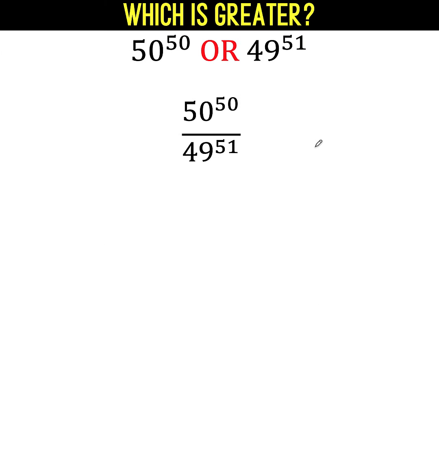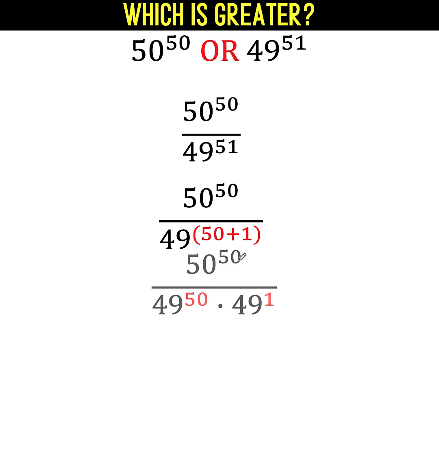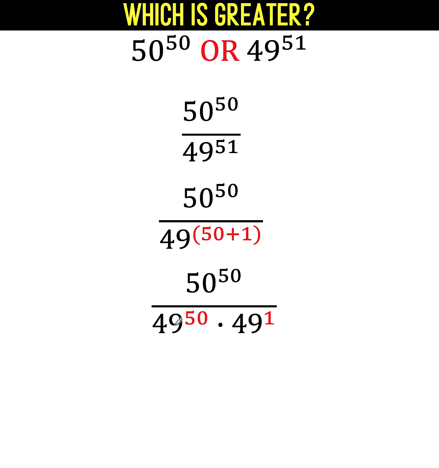Let's begin by noting that the exponent in the numerator is 50, the exponent in the denominator is 51. So, let's make them equal first by expressing this 51 as 50 plus 1 and applying the converse of the product law of exponents. The denominator here can be written as 49 raised to 50 times 49 raised to 1. To check if this is correct, you multiply these exponential numbers, you copy the common base, 49, and add their exponents, 50 plus 1, which is this 51.